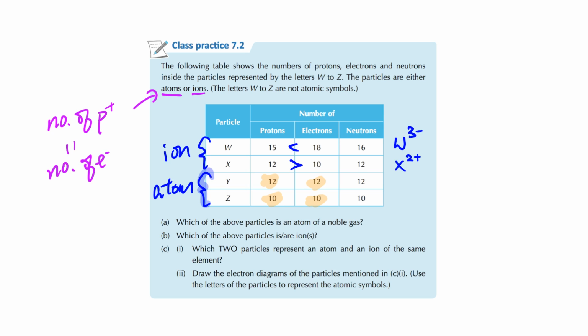A, which of the above particles are atoms of noble gas? A noble gas must have 8 electrons in the outermost shell. When you think about the electron arrangement, you have to look at this. First of all, they are atoms, so you have either Y or Z. If we talk about Z, it should be 2, 8. Y should be 2, 8, 2. So which one is the noble gas? Obviously, Z is a noble gas, and we know that it is neon as well. Which of the above particles are ions? So we have W and X.